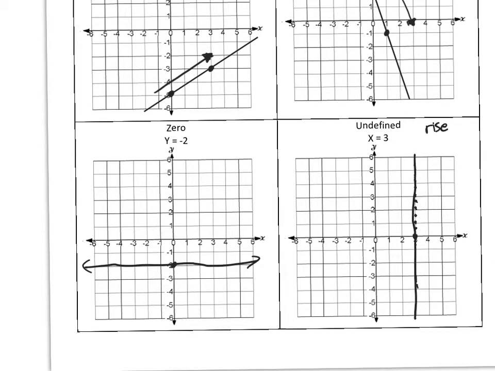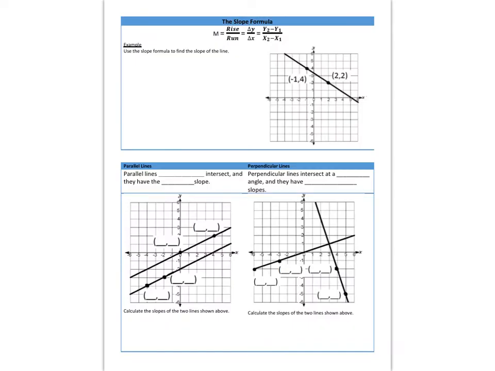Why is that? Well, our rise is basically infinite. It goes up and down forever. But what about our run? Well, it doesn't run at all. So our run is 0. In other words, we're dividing by 0 and we're not allowed to divide by 0. It cannot be done. So since that cannot be done, this is an undefined slope. Straight up and down. So there's a quick little review of slope.